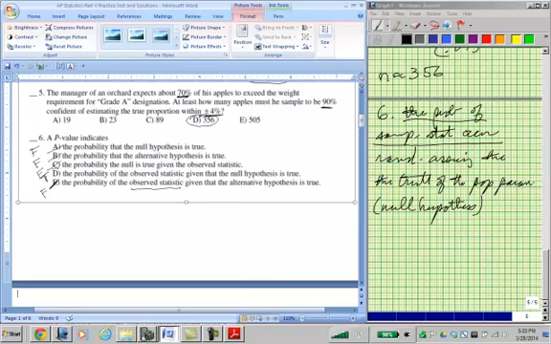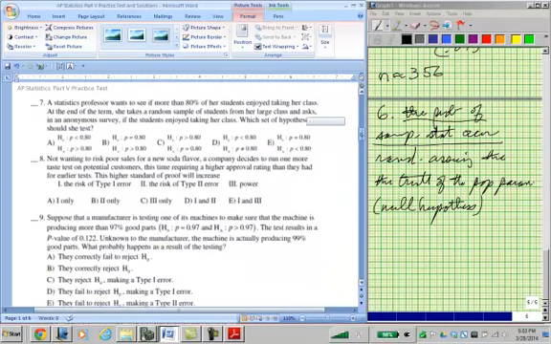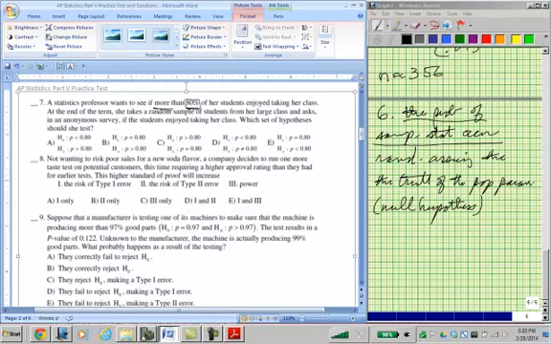Let me put a circle around D, or I can put D in here because it's a little bit less clear. All right. 7. Since this professor wants to see more than 80% of her students enjoy taking her class, at the end of the term she takes a random sample of the students from a large class and asks in an anonymous survey if students enjoy taking her class. What are the set of hypotheses? The key word here is more. 80%. Null hypothesis, alternative hypothesis.